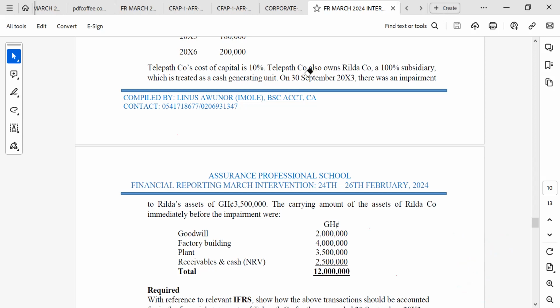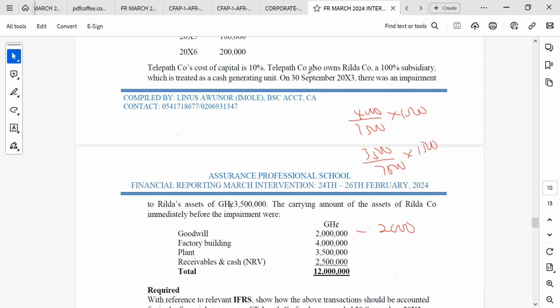And sometimes they will give you some value of the asset which will be higher than their carrying value. The implication is that those assets have not impaired because they have a recoverable amount that is higher than the carrying value. So there's no impairment on that particular asset. But over here, we have goodwill to be 2,000. The remaining 1,500, which is 1.5 million, will be shared among these. 4,000 over 7,500 times 1,500. And we have plants will be 3,500 divided by 7,500 times 1,500.